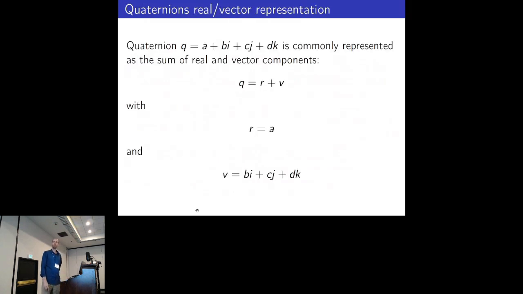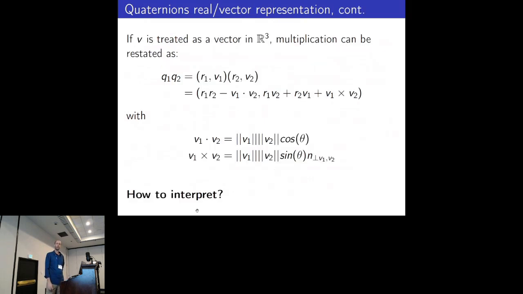It's often more useful to represent this in the notation of a real component and a vector component. And I'll talk a lot about this vector component, which is the 3 imaginary dimensions. Using that notation, we can restate quaternion multiplication, which is arguably more interpretable, but still a challenge. It becomes a function of the product of the reals, the dot product of the vectors, the scalar multiplications, and then a cross product. This is the one challenge with quaternions: it's often not intuitive how to interpret things.